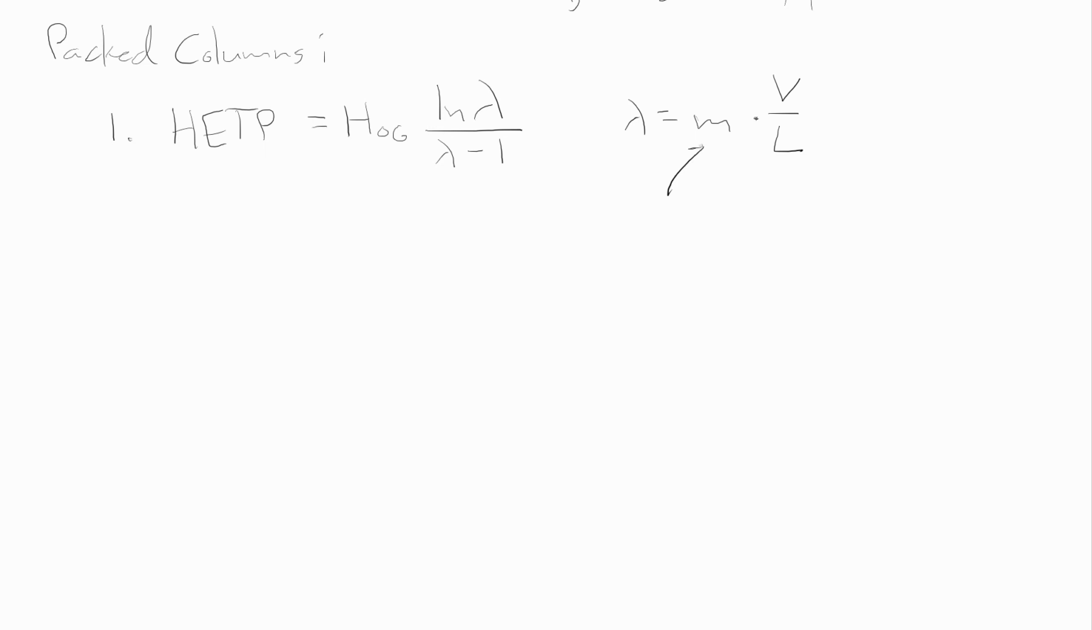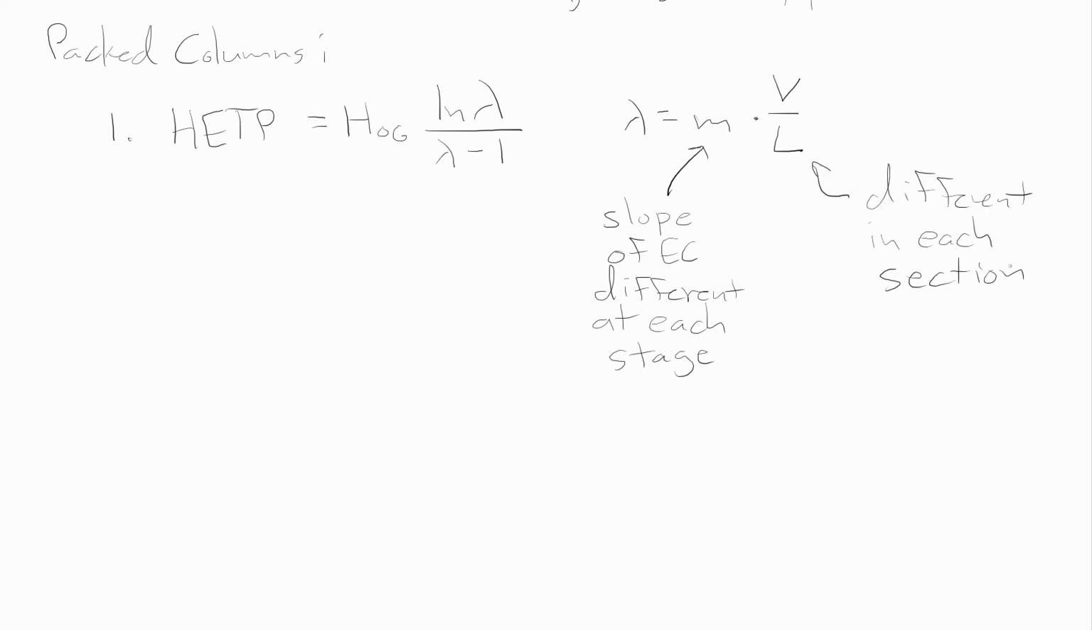All right, so this is the slope of the equilibrium curve, m, and it is going to be different at each stage, right? Where each equilibrium stage touches the equilibrium curve, we have a different slope for the equilibrium curve at that point. If we assume constant molar overflow, V over L is simply the slope of the operating line, so it is going to be different in each section.